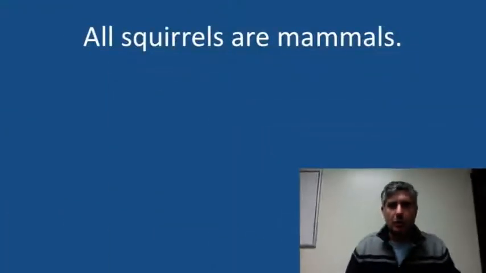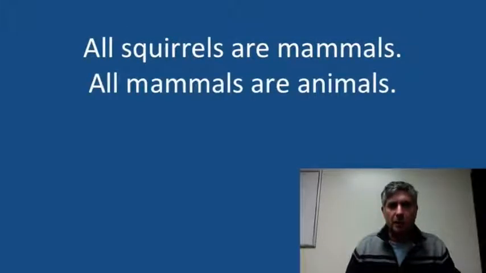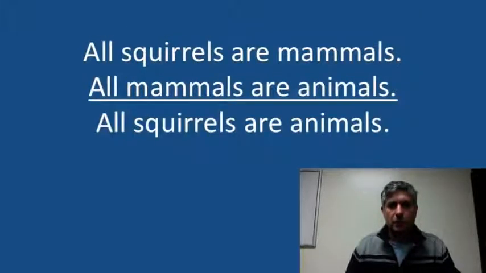But notice that even if we replace squares with another category, like let's say squirrels, we replace rectangles with another category, like let's say mammals, and we replace the category of having parallel sides with another category, like let's say animals, we still end up with a valid inference. Let's try that. All squirrels are mammals, all mammals are animals, therefore, all squirrels are animals. Still valid. So, both of these inferences are valid.